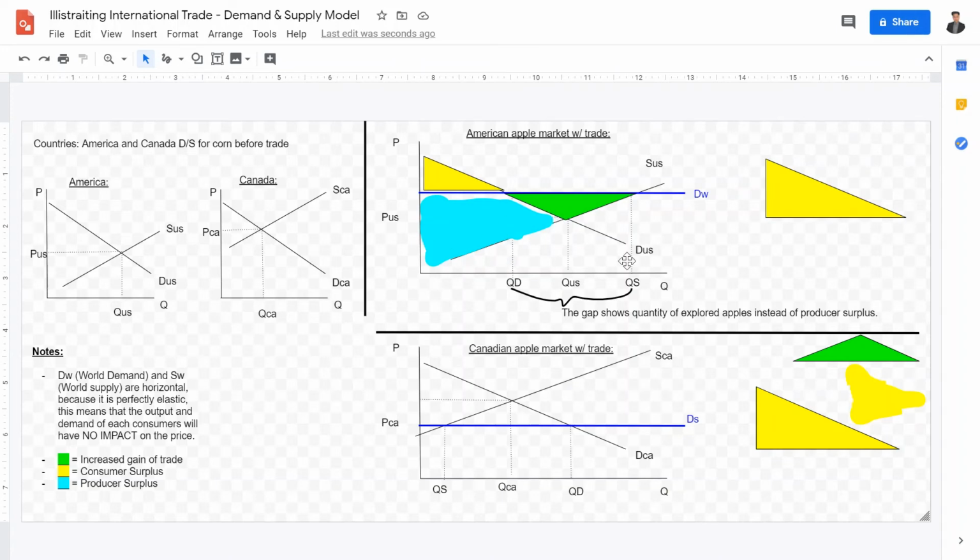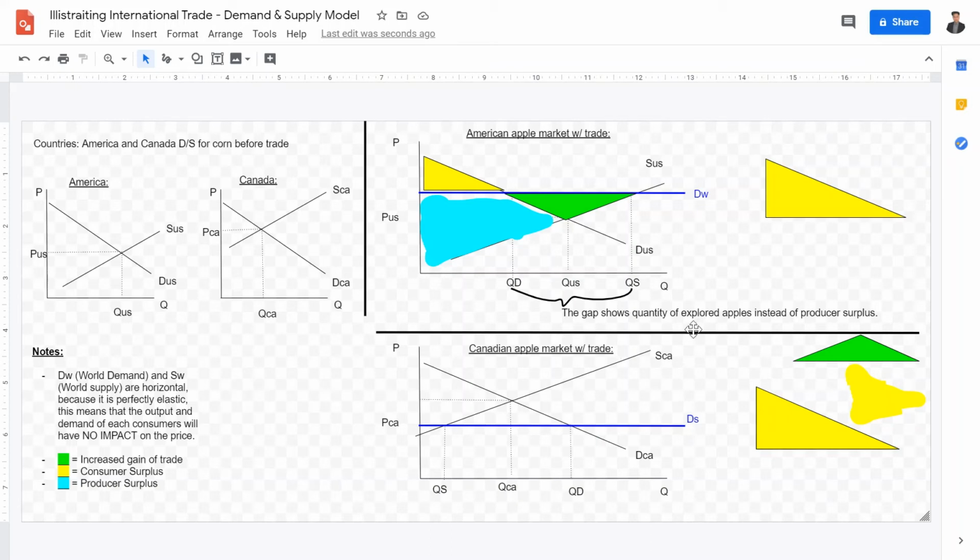Of course, increased gains in trade are illustrated with the green, and the consumer surplus has decreased because international consumers sweep into the market and take the additional surplus of apples, or surplus of the product. And we could illustrate the quantity of exports by using QS minus QD, which originally would be the surplus of product, the surplus of supply. However, now that international trade is introduced, instead of being a surplus, it is exported to other countries and added to the country's GDP. So, very good. That is what America will look like.